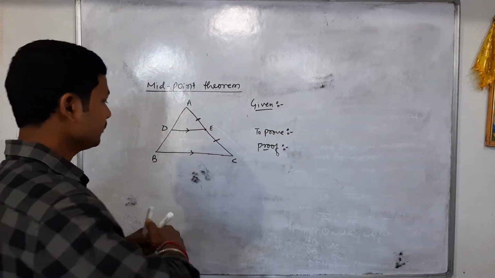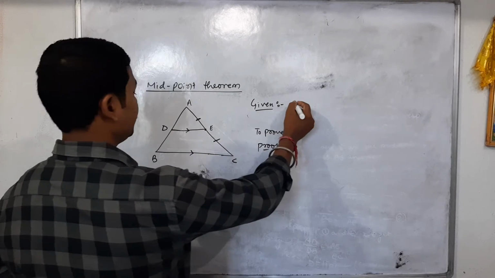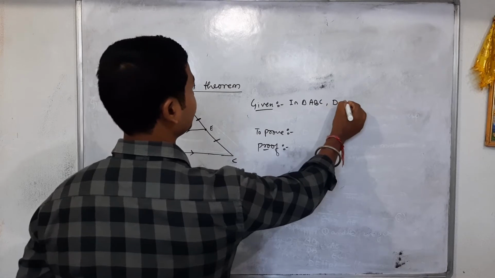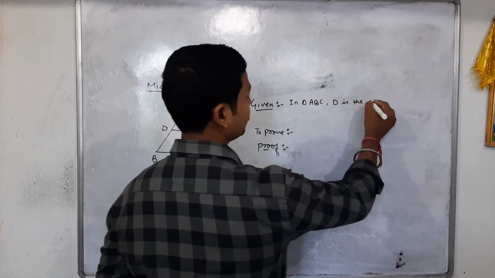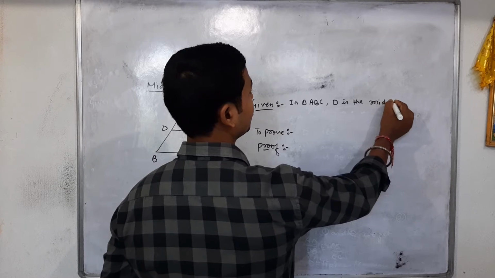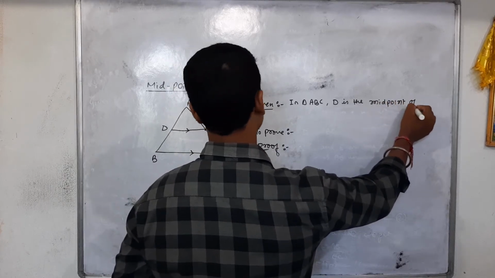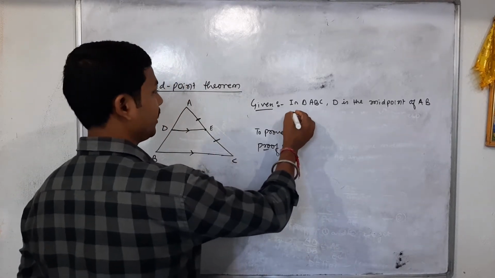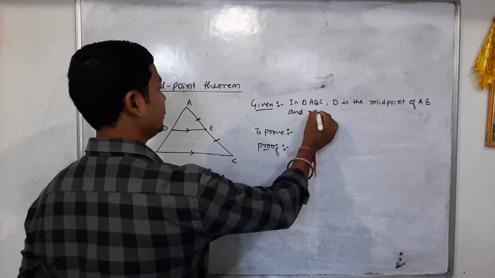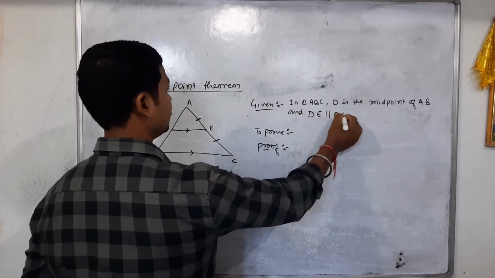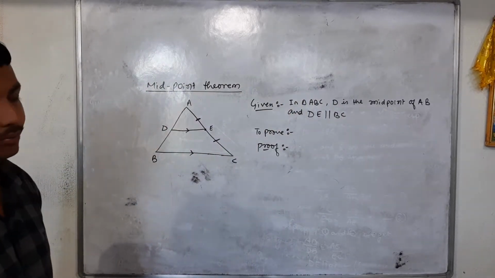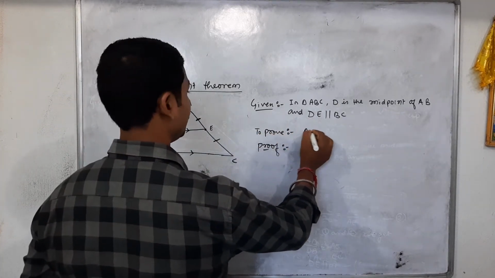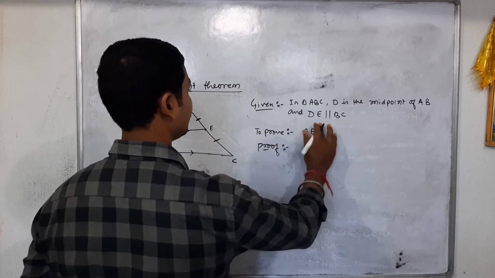See, given is: in triangle ABC, D is the midpoint of side AB, है ना, and DE is parallel to BC. It is also given that DE is parallel to BC. Okay. So I have to prove that AE will be equal to EC.